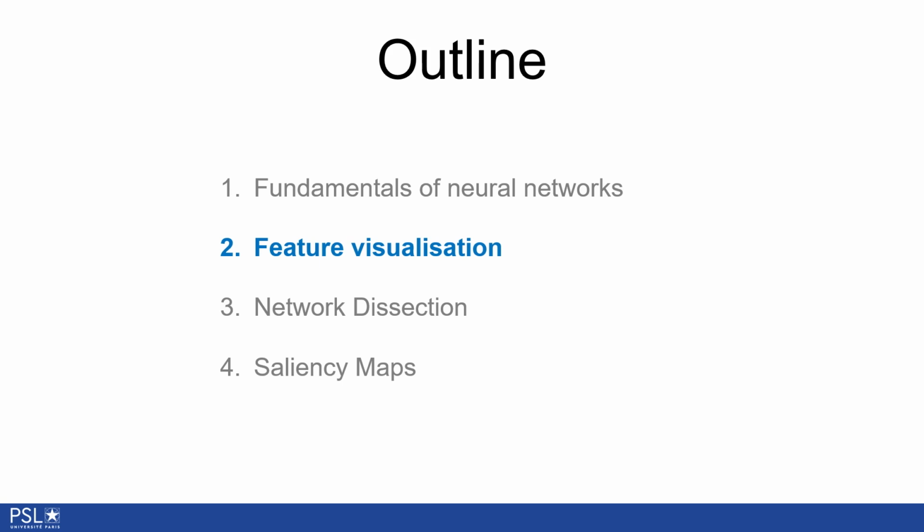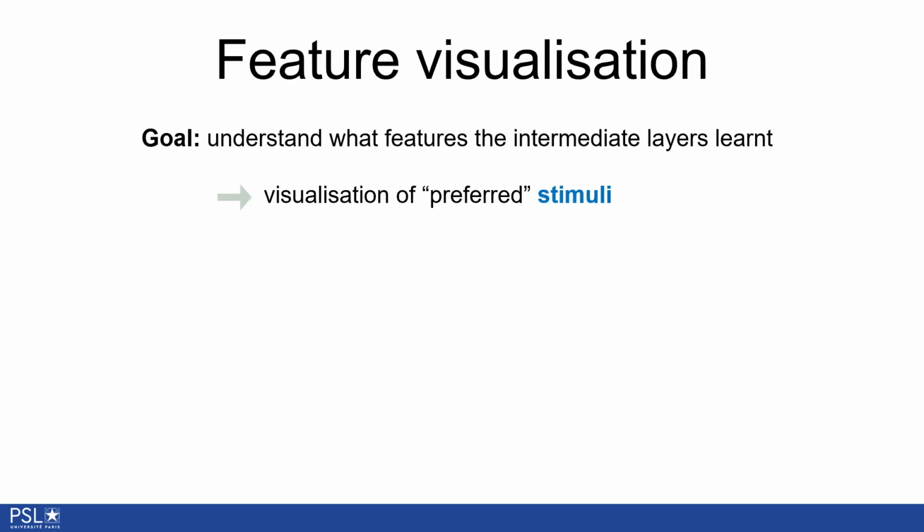The first approach we will cover is called feature visualization. The goal of this approach is to understand what features the intermediate layers have learned by directly visualizing the preferred stimuli of different neurons. The preferred stimulus of a neuron is the input or set of inputs to the network that maximally activate a neuron. This is an approach directly inspired by neuroscience, and this is why we use the expression stimulus as a synonym for input.